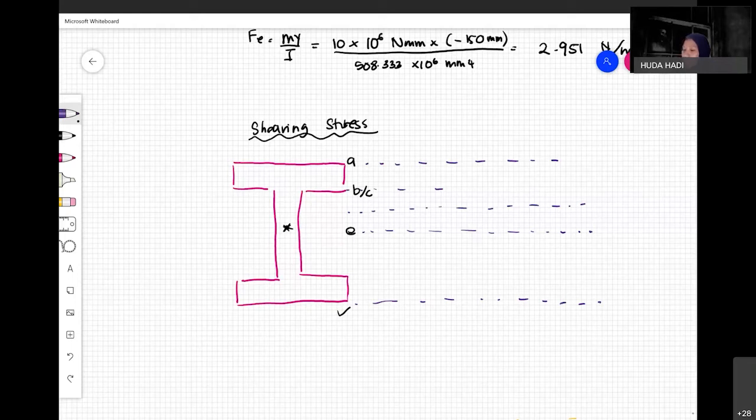Bezanya kat sini, this is I section, I ambil half of the I section to calculate. I ambil half of the half section untuk kira. So ambil A, B, C, so this is D. So I akan kira sampai E sahaja. Because you tahu apa point yang ada kat atas ni, sebab dia simetri, dia akan sama dengan value yang kat bawah kan. So ini F, ini G, H, ini I.